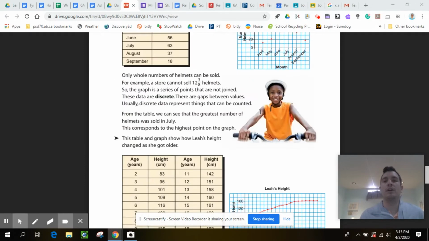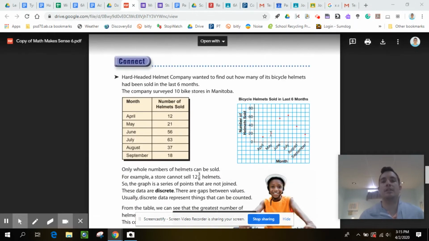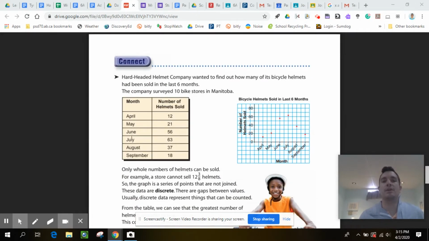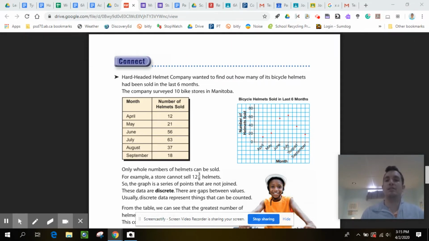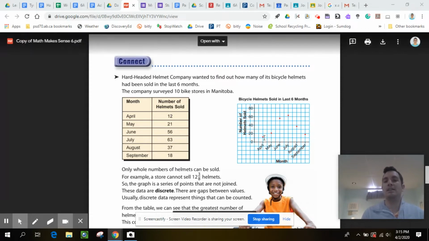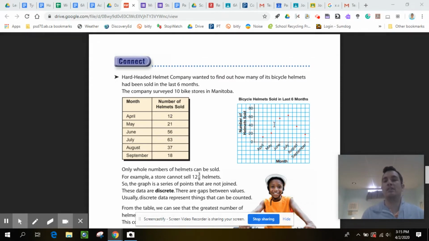So looking back at this one right here, if we look at what this graph is about, it is about bike helmets being sold over some time, like April, May, June, July, August, September. So we have the number of helmets that are being sold, and then each month, okay, there's a value given there. Now, the reason that these lines or these dots are not connected with a line is because there are not numbers that are in between there.